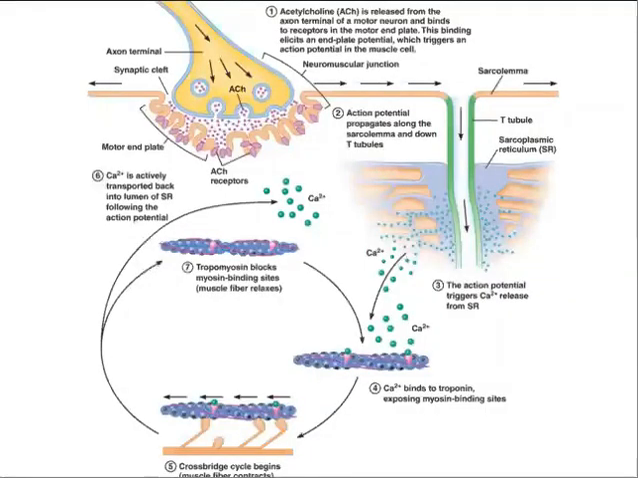All this together, this is our sliding filament theory. The sliding filament theory states that when myosin binds to actin, it's going to pull actin over itself. Those filaments slide over each other, they shorten, and as a sarcomere shortens, force is generated.